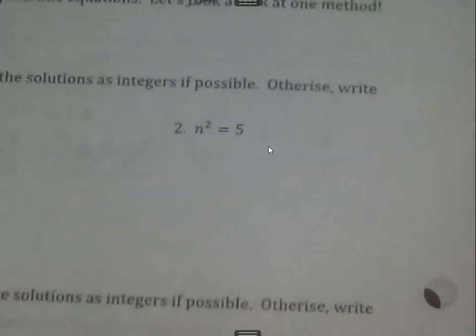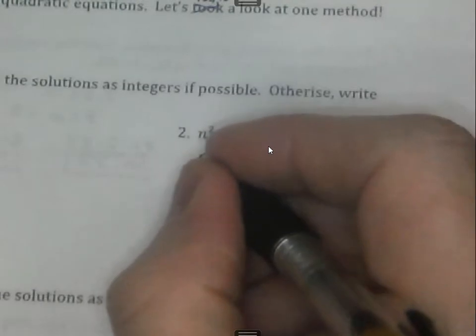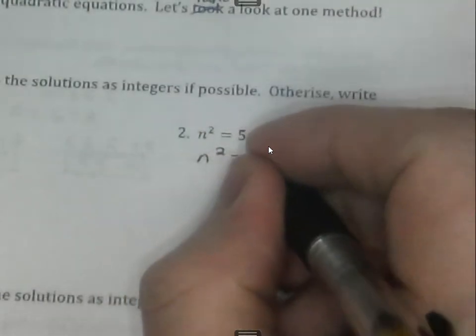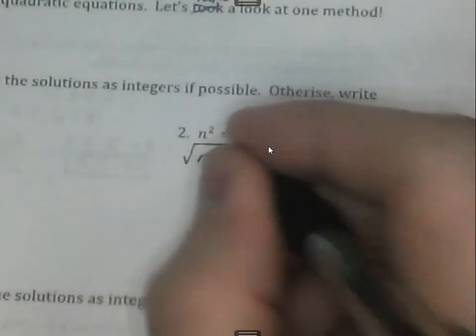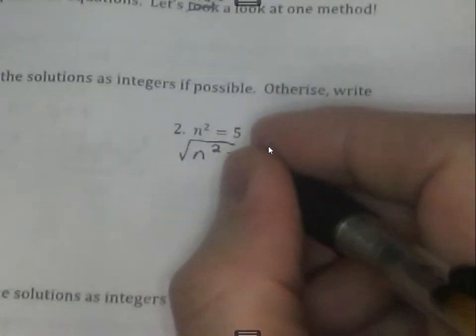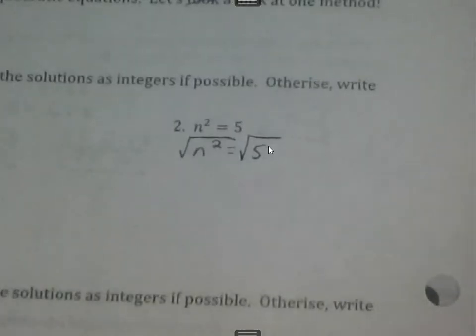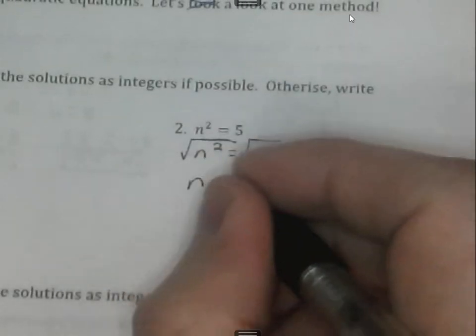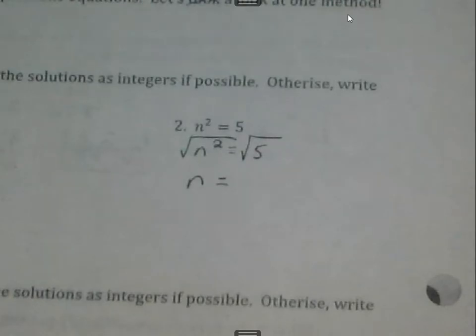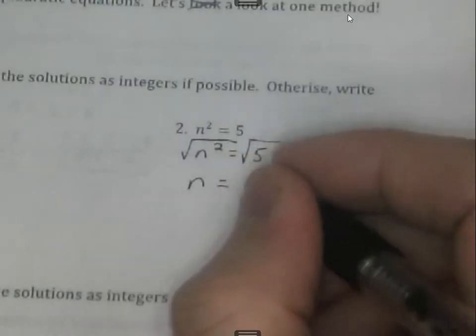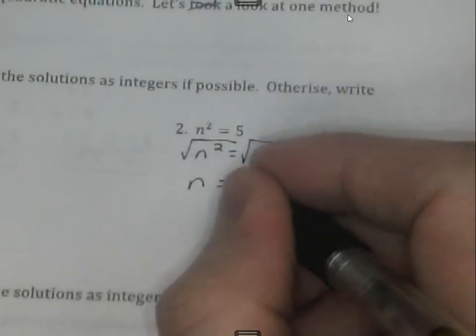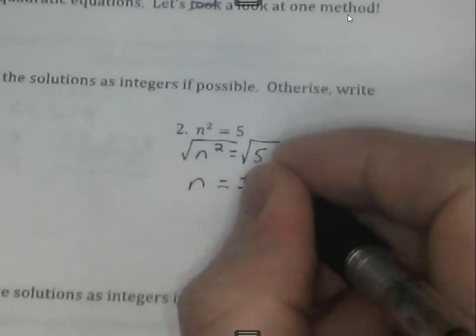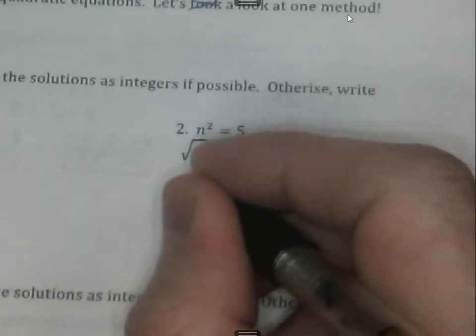On number 2, in order to get the squared out of there, what I need to do is take the square root of both sides. Now to do this, I know that the square and the square root cancel each other out, so I'm just left with n. Over here, since I took the square root of both sides, I'm going to have to write plus or minus the square root of 5.